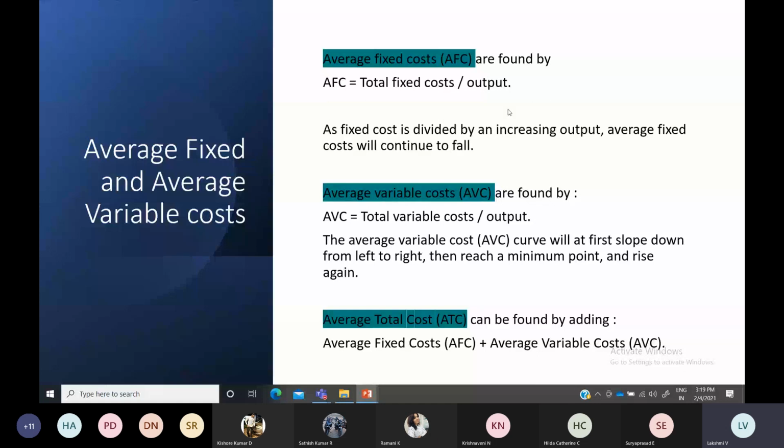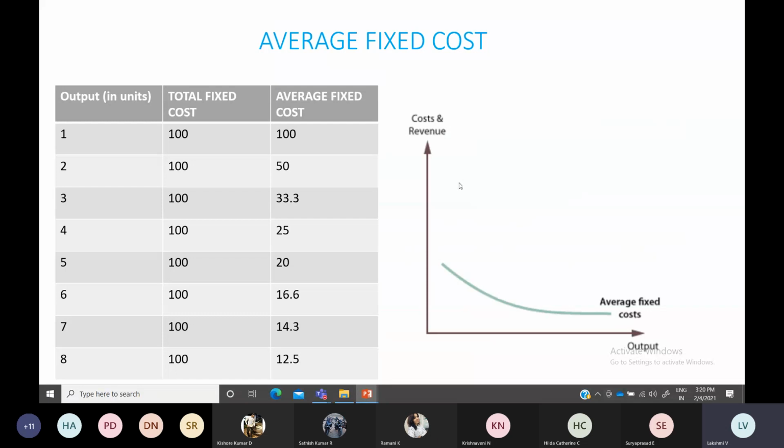So average fixed cost, you will have a different chart for that. If you see here, the total fixed cost graph and average fixed cost graph are somewhat different. Total fixed cost, the graph was a constant line, as you would have seen here. If they are producing one unit of output, they incur 100 rupees, and constantly 100 rupees for other units of output also. It will come as a constant line only.